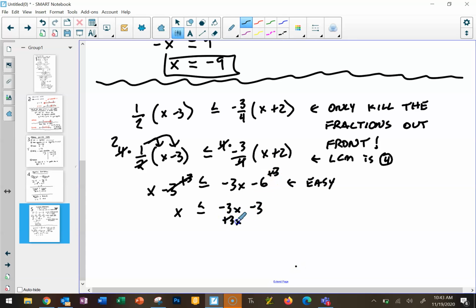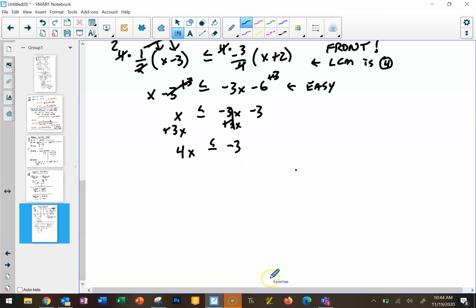Now I got to add 3x to both sides. You know how to do this. We've been doing this for a long time. So this is 4x, this cancels, and this is negative 3. And now, at the very last step, we need to get the x by itself. So we need to divide both sides by 4.